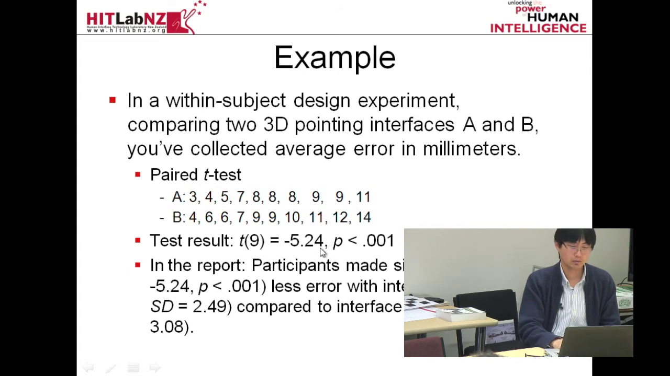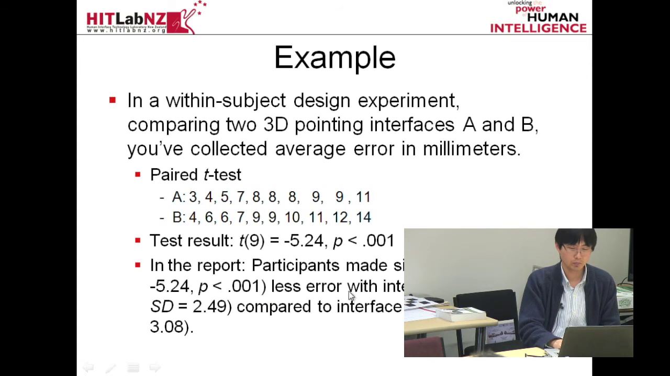So you'll report these values, and it will also print out the p-value, which will actually be less than 0.01, which is small enough so that you can just report it this way. And in your report, you will write up like this: participants made significantly less error with interface A compared to interface B. And then you put the reason why you're saying significant is because your t-test showed p is less than alpha, which is 0.05.